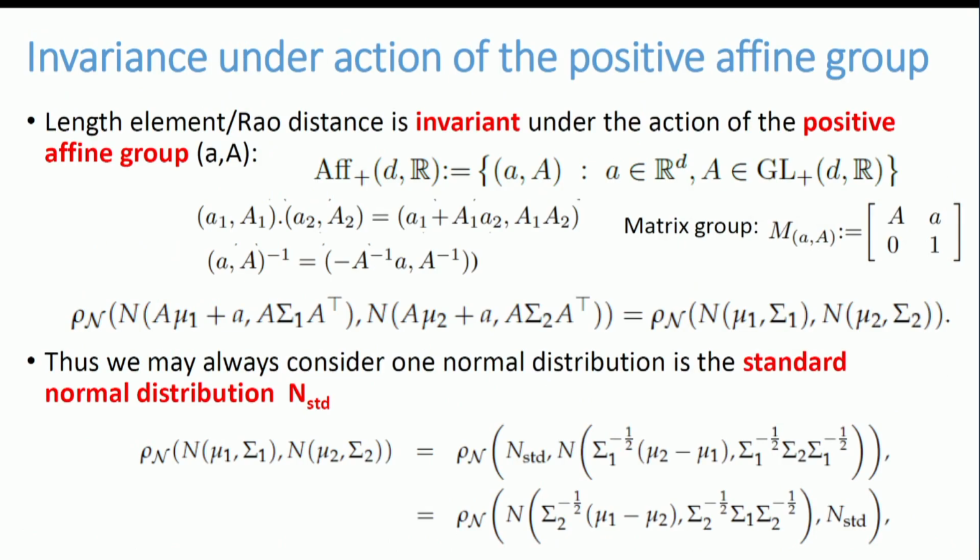What was known even in the 80s is that there's an invariance of the length element under the positive affine group. This is the positive affine group with the group operation here and the inverse. And this group, you can embed as a matrix group by taking this embedding to matrices. What you will have is invariance of the Rao distance under the action of the positive affine group. Basically, because you have this invariance, you may always assume that one of the two arguments of your Rao distance for multivariate Gaussians is a standard normal.